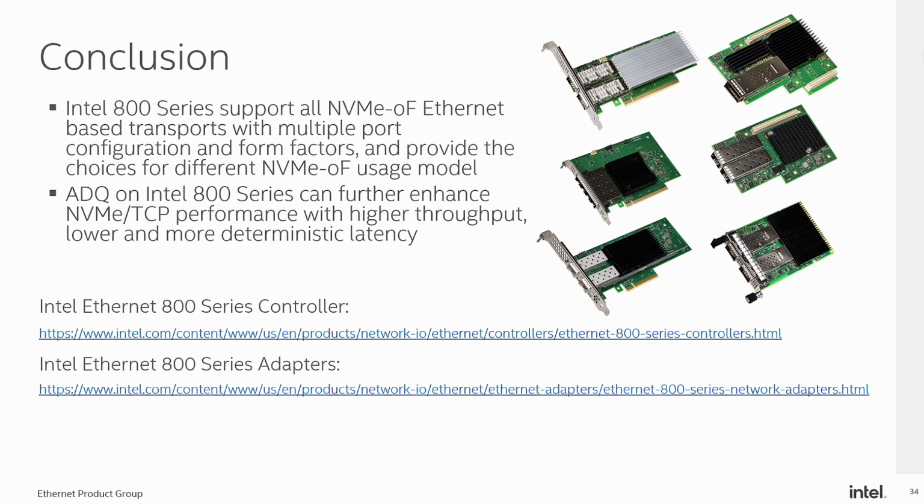We also provide different congestion control technologies, and those congestion control technologies can provide performance in a large scale network with congested network traffic. All those Ethernet-based transports provide flexibility to our customers, and the customer can choose whichever can suit their use cases based on their workload, their I/O patterns, and also their network topologies. ADQ can further improve or enhance the performance on top of a standard NVMe over TCP deployment, providing higher throughput and lower and more deterministic latency.